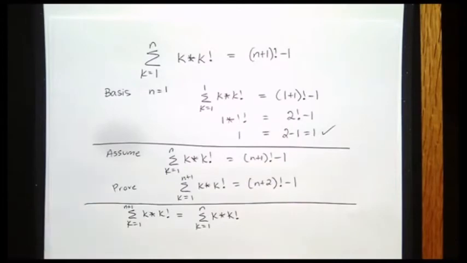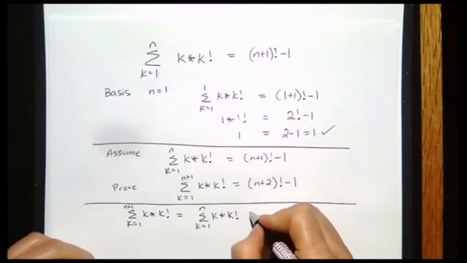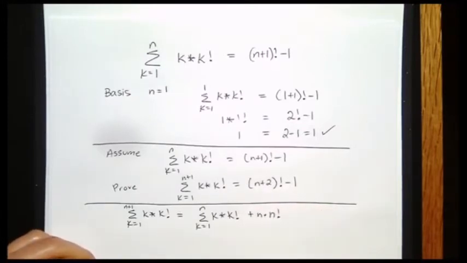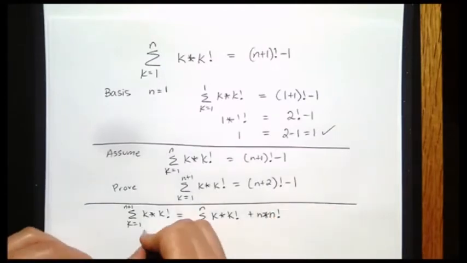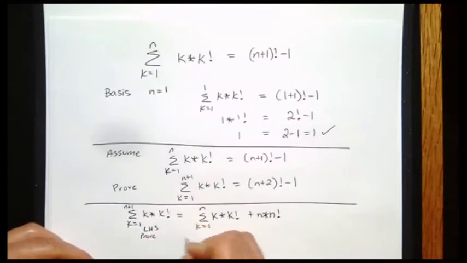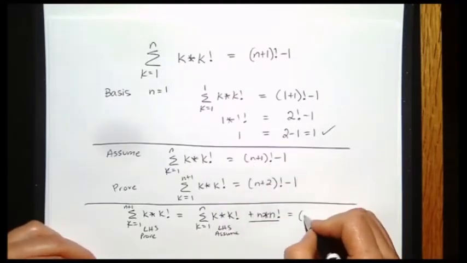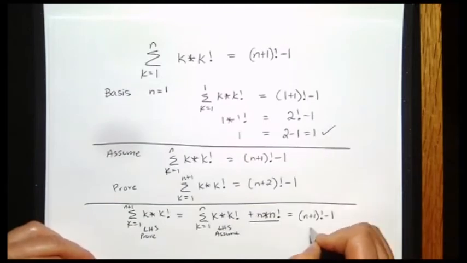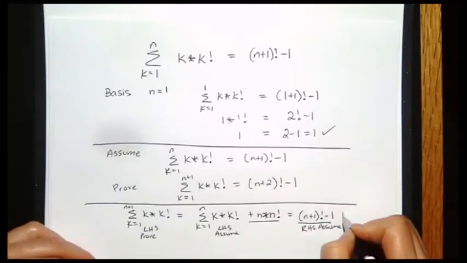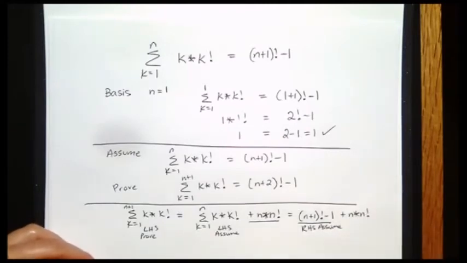And we just figured out that the difference between these two was just the last term, which is n times n factorial. And then I can replace the left-hand side of the assume with the right-hand side of the assume. So you still leave this here. So the right-hand side of the assume says that that's n plus 1 factorial minus 1. So that's the right-hand side of the assume. So I'm just doing a substitution. And add n times n factorial, because that's what's over here.